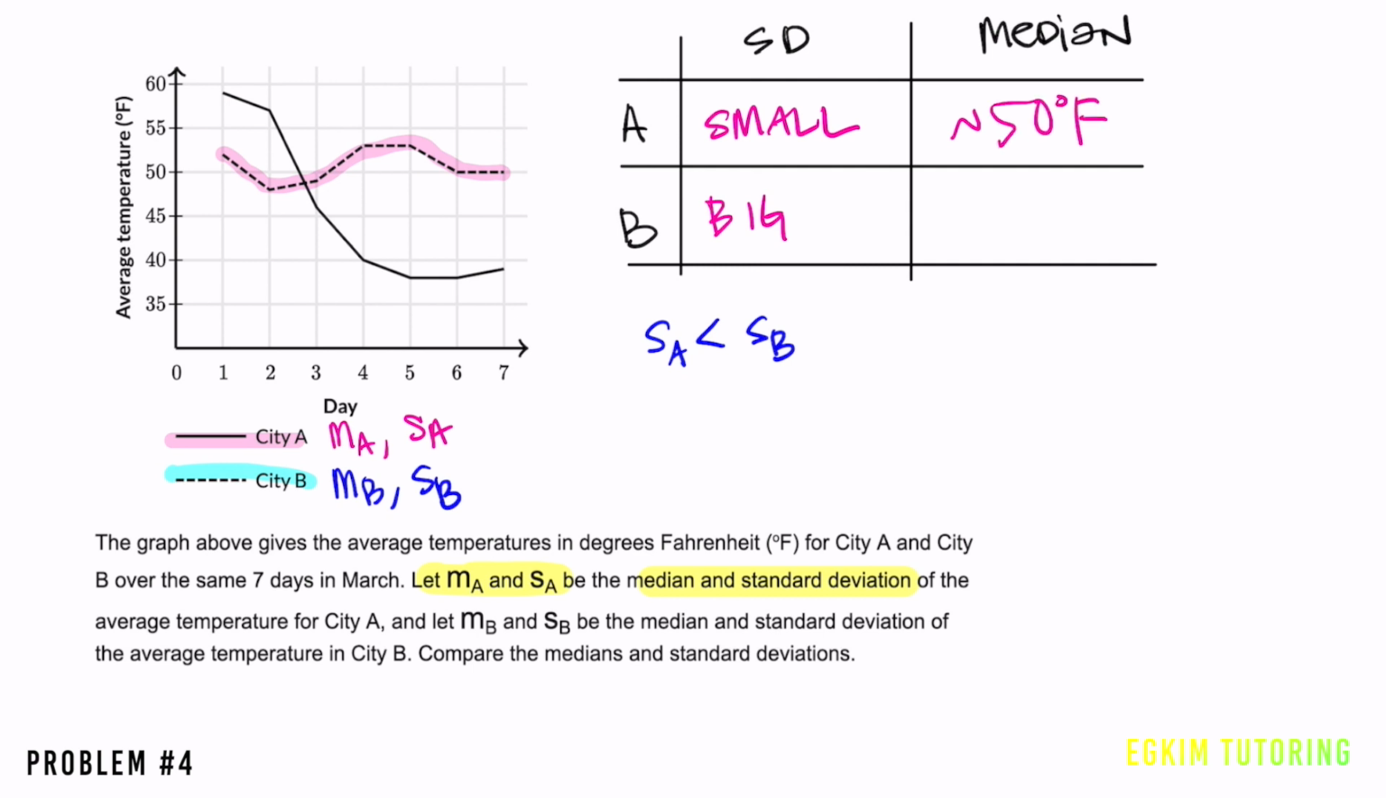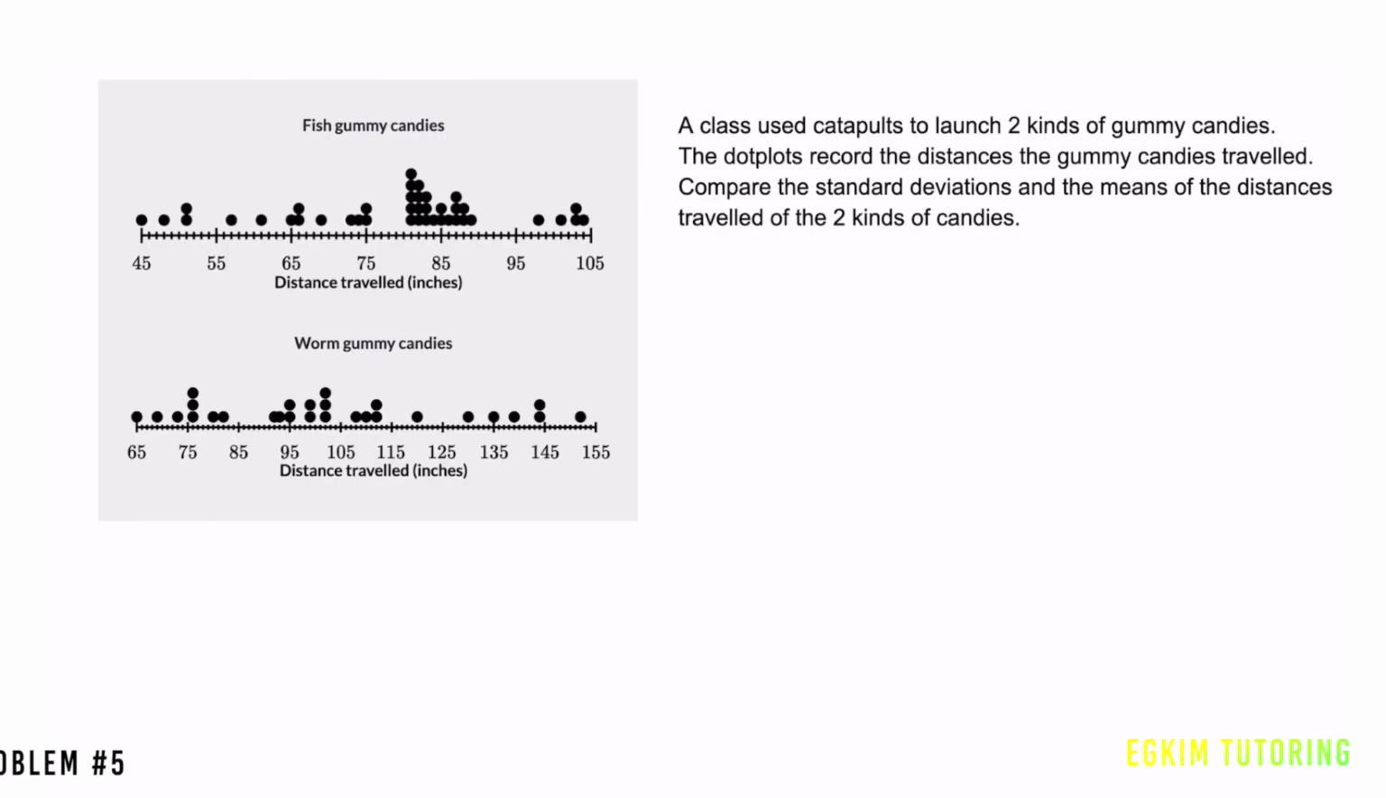On the other hand, for city B, the temperatures actually look like they're arranged from high to low. So the middle day, which is day 4, is a good estimate for the median, which is going to be around 40 degrees Fahrenheit. So looking at the chart, city B has a smaller median, and we can write MB is smaller than MA. So this is the last problem.